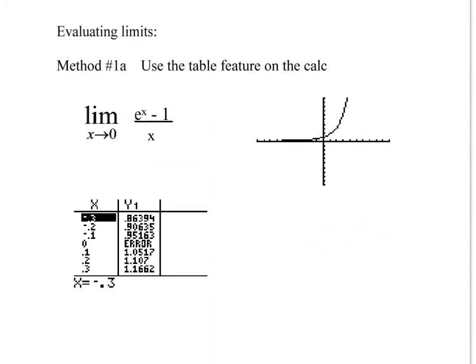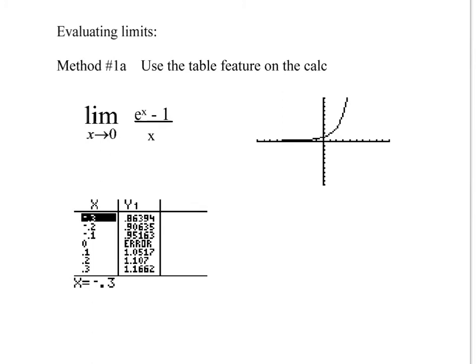Okay, let's look at this guy right here. We're going to evaluate our second limit. This is method 1A, or it's really method 2. I don't know why we call it 1A. It's method 1A or method 2. We're going to use the table or the graphing feature on our calculator. Let's look at the function e to the x minus 1 over x, and let's figure out the limit as x gets closer and closer to 0.